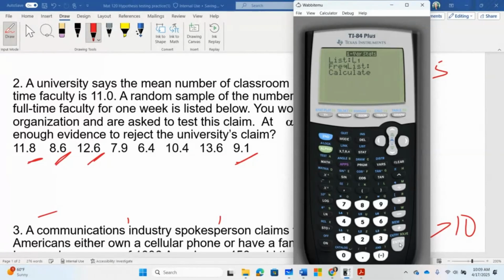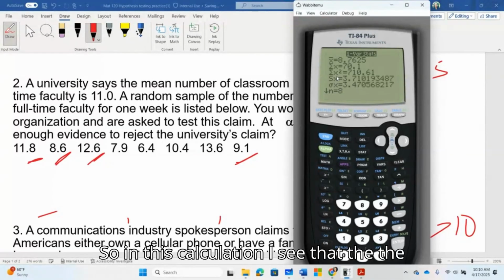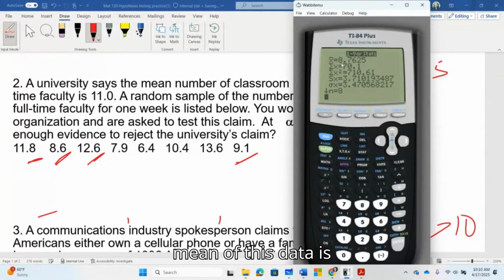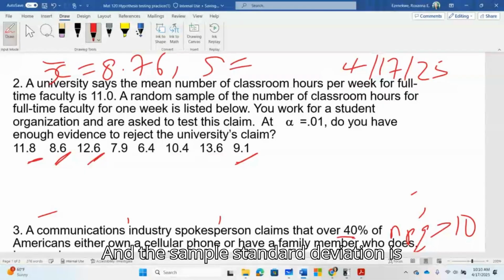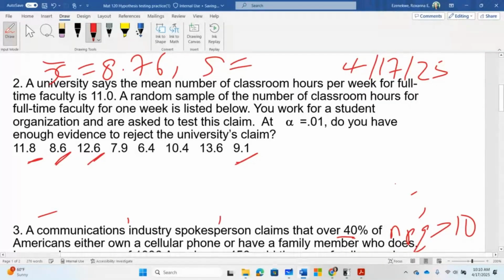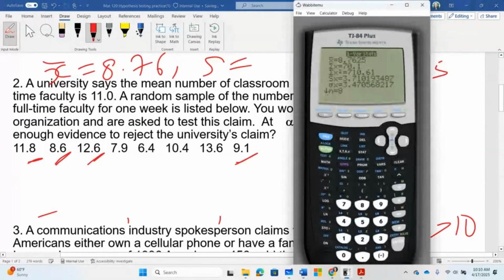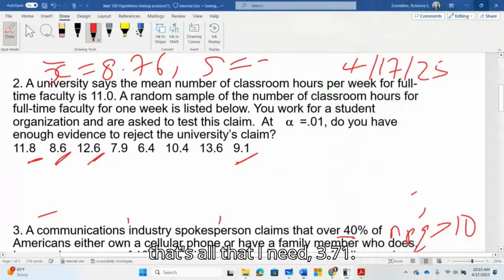And then I'm going to calculate. So in this calculation, I see that the mean of this data is approximately 8.76, and the sample standard deviation, this S of X, is 3.71. And that's all I need, 3.71.